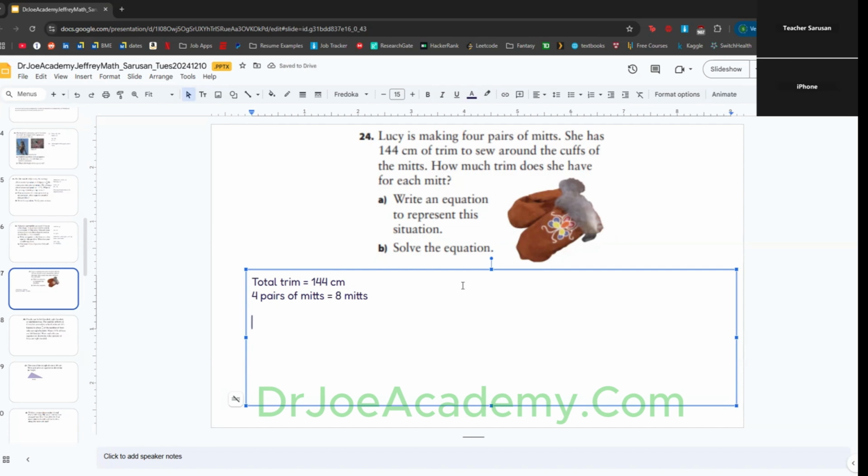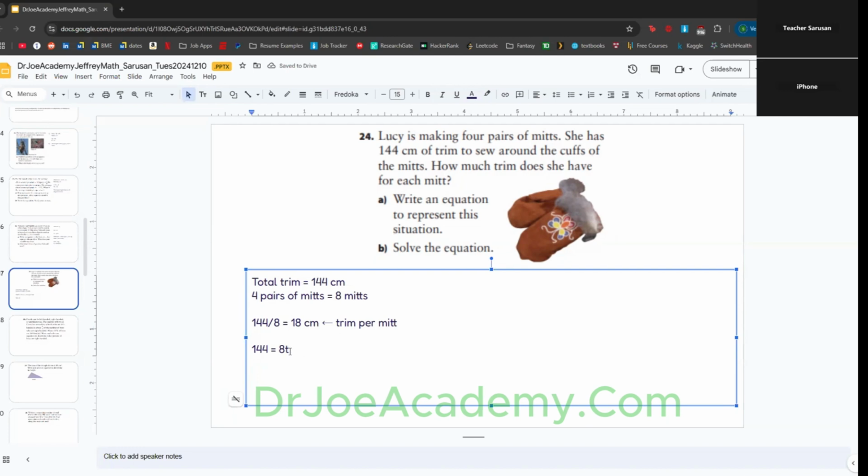Okay. So it's 18. I used the calculator. It's 18? All right. Awesome. So this is your value of trim per mitt. And if we want to write this differently, we can say your total trim, 144, equals, what is our value? 8 mitts times, let's just say trim.